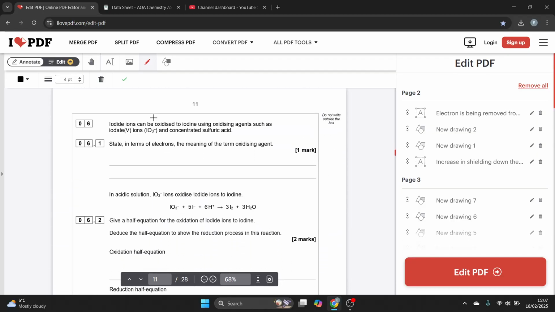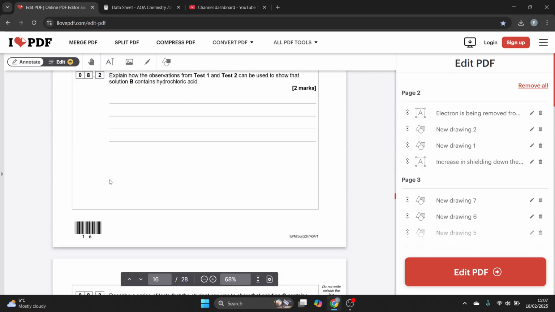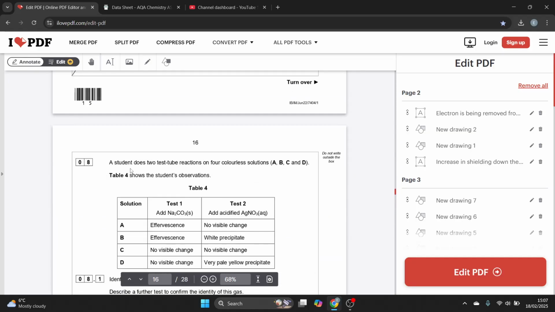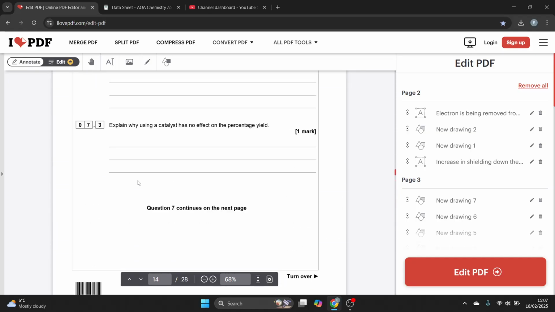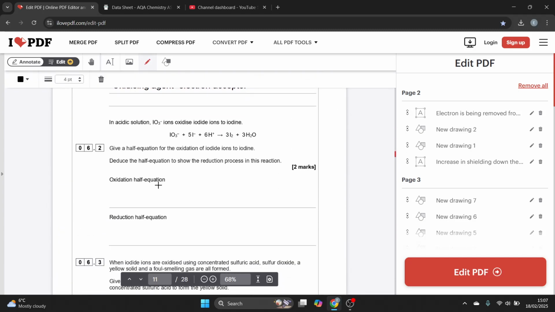Say, in terms of electrons, the meaning of the term oxidizing agent. Oxidizing agent equals electron acceptor. How many questions left? Okay, not too many. Question 8 is just a practical skill question, so that's light, and question 7 is equilibrium, so it's just this one really.